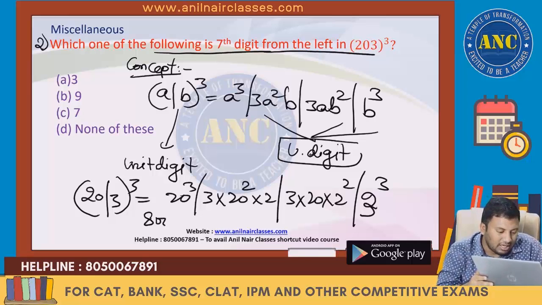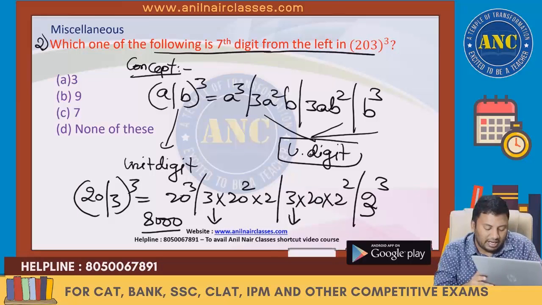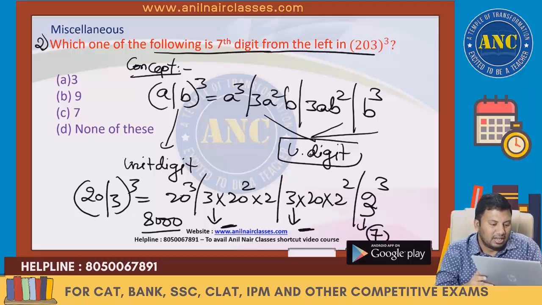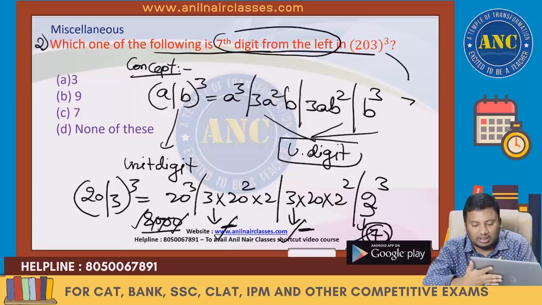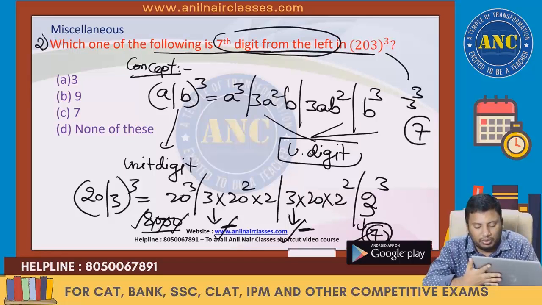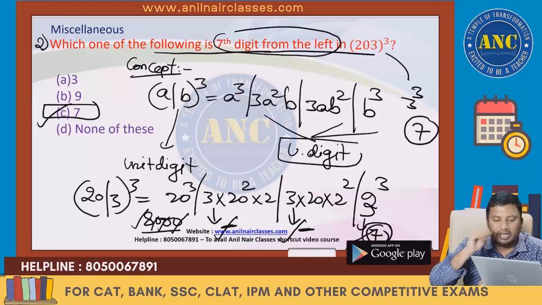20 cube is 8 followed by 3 zeros. Here I will write the unit digit. 3 cube is 27, 7 I will write. Now if you see, this is the unit digit here and here. 7th digit from the left: first, second, third, fourth, fifth, sixth, 7th. So it is nothing but 3 cube, which is 27. The answer for this question is 7. I hope the idea is clear.